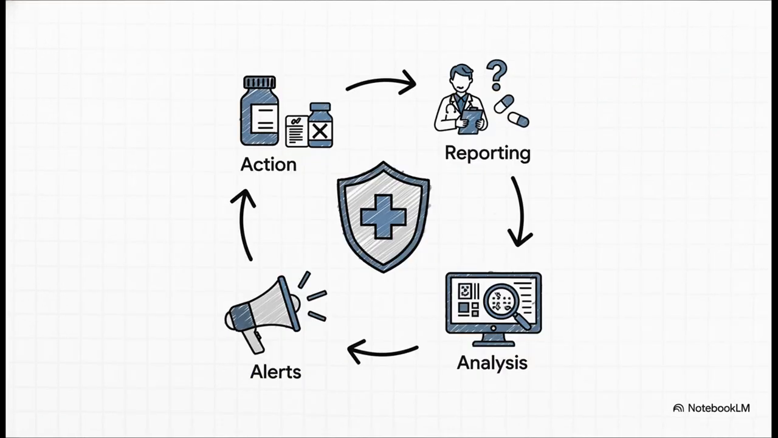So how does all this detective work actually happen? Well, it's a continuous cycle. It starts with watching drugs after they're already on the market. Then, doctors like you report any reactions you suspect. All this data gets analyzed, and if a pattern pops up, drug alerts are sent out. And in really serious cases, this can lead to big changes on the medicine's label or even pulling the drug from the market completely. It's a living, breathing system that's all about protecting people.